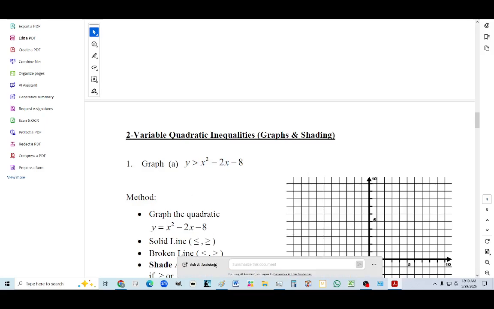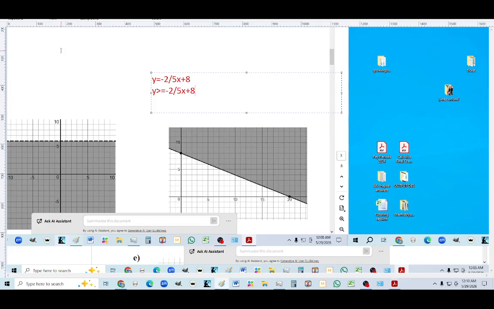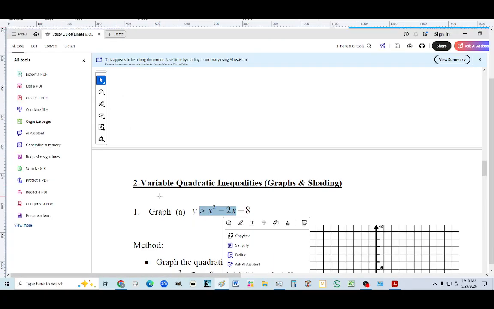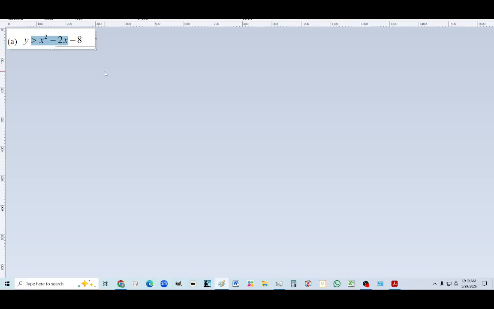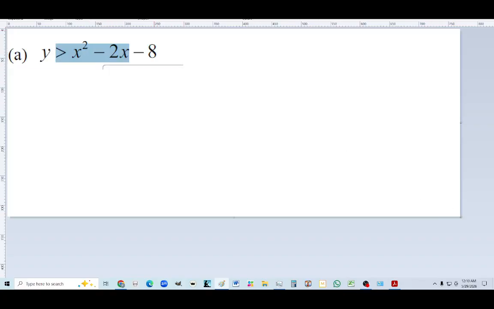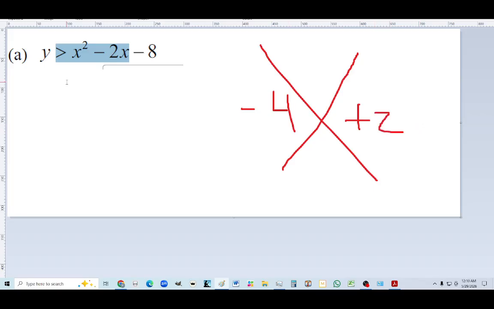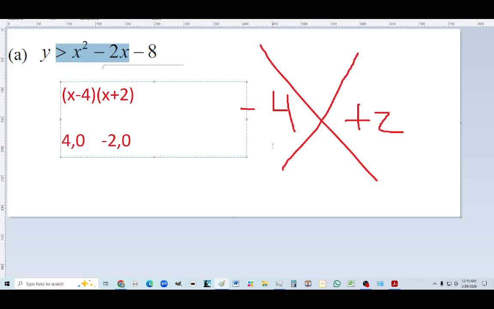Well, the quickest way of drawing a quadratic is either completing the square to figure out the vertex, or factoring. What number multiplies to minus 8 and adds up to minus 2? Well, that would be minus 4 plus 2. So I can instantly know that these would be the factors. And that instantly tells me the two x-intercepts, 4, 0, and minus 2, 0.